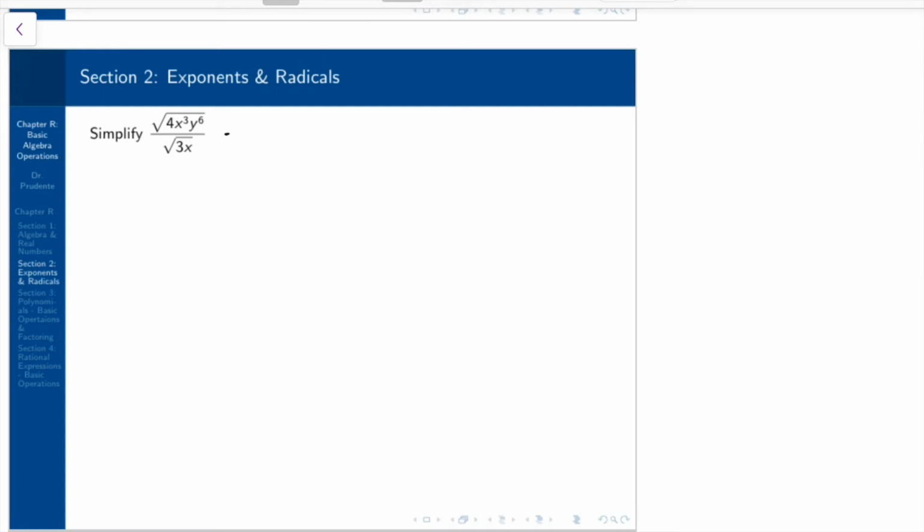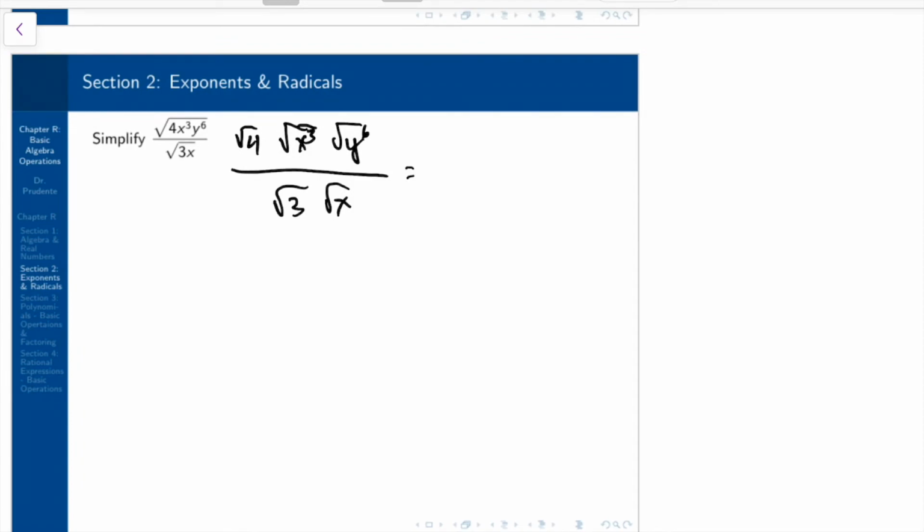We can take a look at the numerator first. We want to try and split this up into its different pieces. I can distribute this square root: square root of 4, square root of x cubed, square root of y to the 6th. I can do the same thing here: square root of 3, square root of x. The square root of 4 simplifies to 2. We worked on the square root of x cubed, which I can think of as x squared times x, and the square root of y to the 6th. And the bottom can't simplify at all anymore.